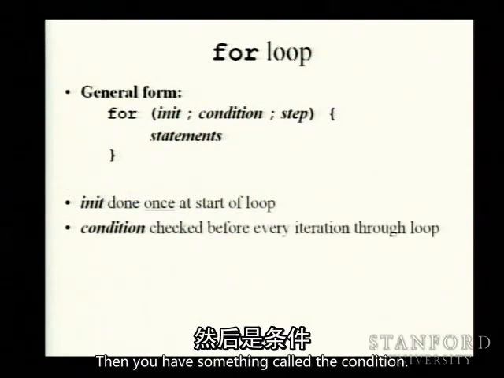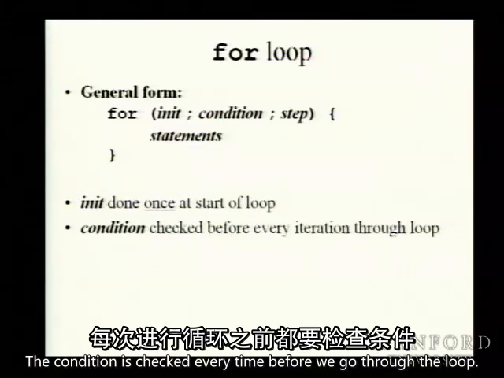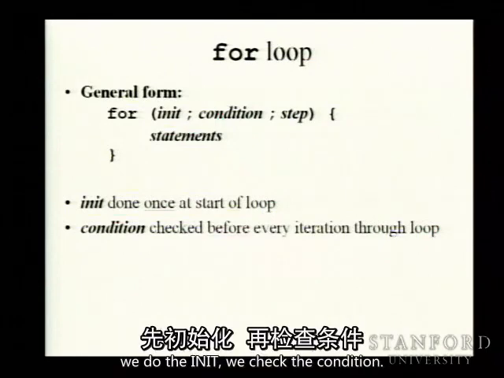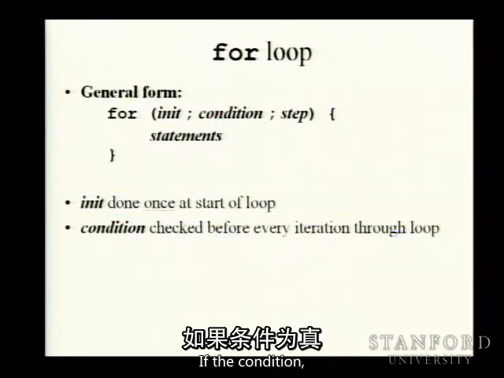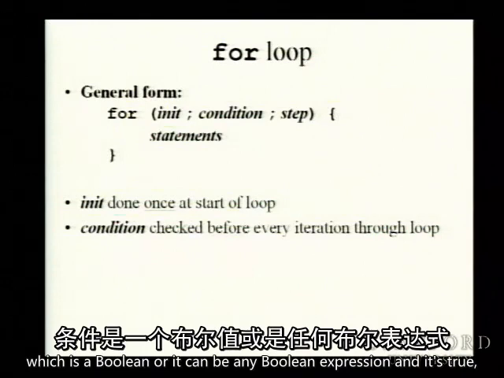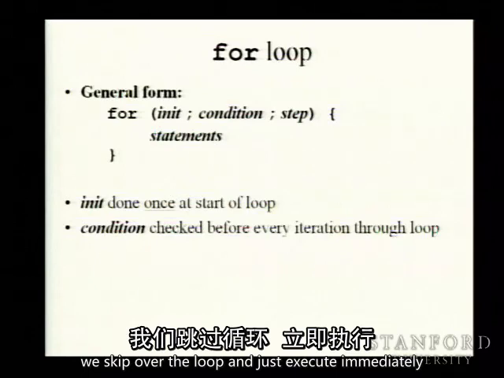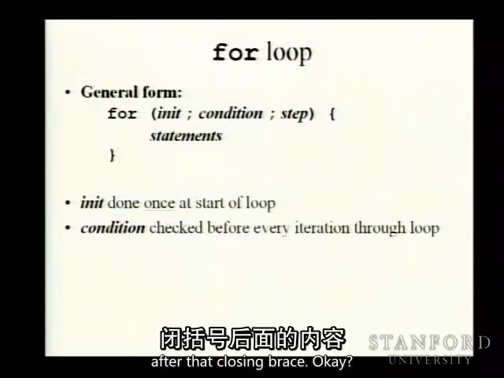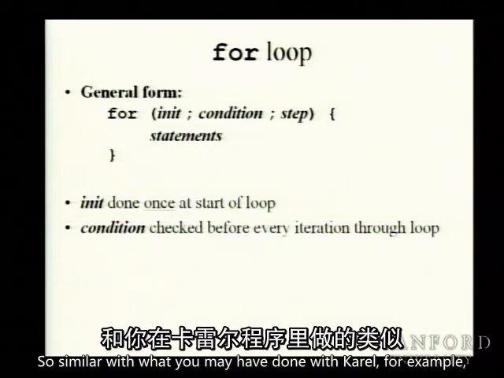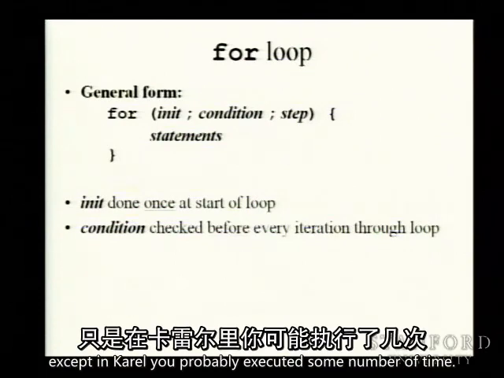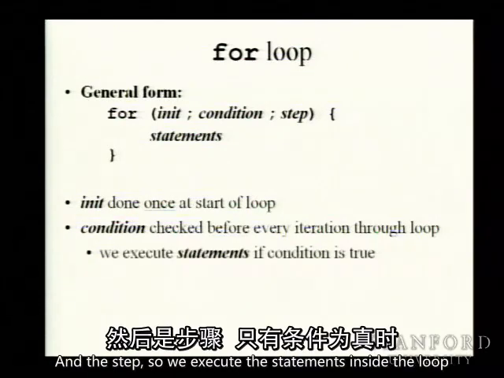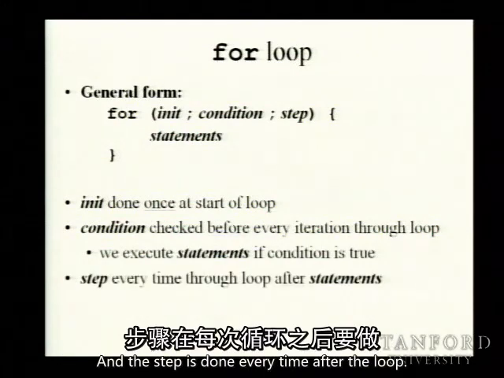Then you have something called the condition. The condition is checked every time before we go through the loop. So the first time we come to a for loop, we do the init, we check the condition. If the condition, which can be any Boolean expression, is true, we execute what's in the loop. If it's not true, we skip over the loop and execute immediately after that closing brace. And the step is done every time after the loop.